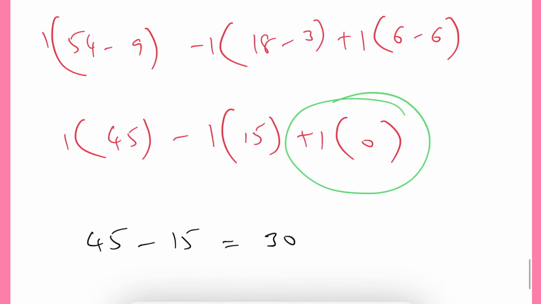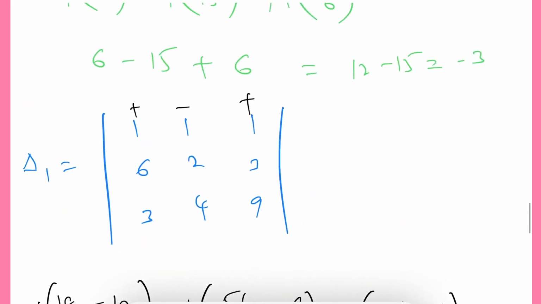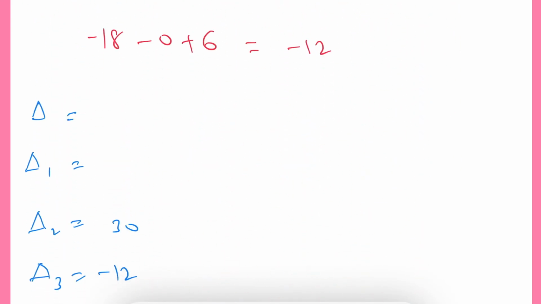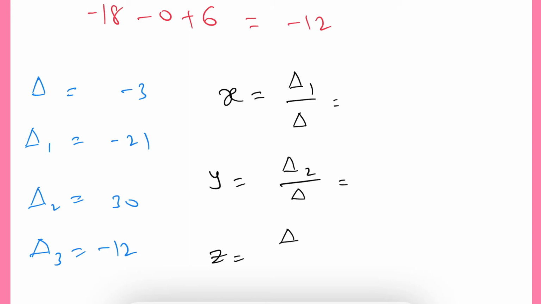Then delta 1 is minus 21, and delta is minus 3. Okay, so the delta 1 value is minus 21 and the delta value is minus 3. Now by using these delta values we need to find the x, y and z values. So x is nothing but delta 1 by delta, y is nothing but delta 2 by delta, z is nothing but delta 3 by delta.